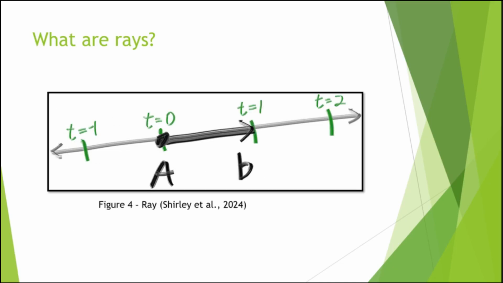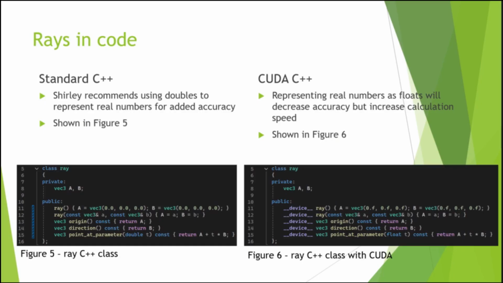This is what it looks like. Start point, unit direction, we've got the t value, so you can move the point on the ray back and forth. This is kind of what it looks like in code, standard C++, and we've got CUDA. Anything that's annotated with device will only run on the GPU. And then here's the formula: origin plus t times direction.